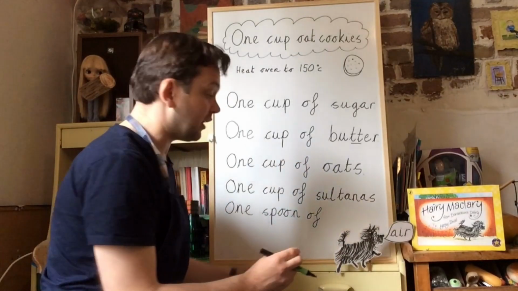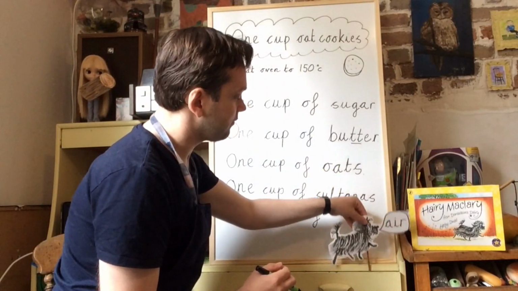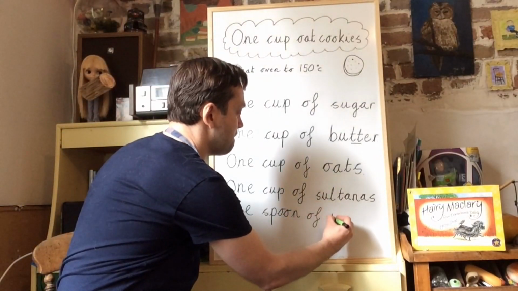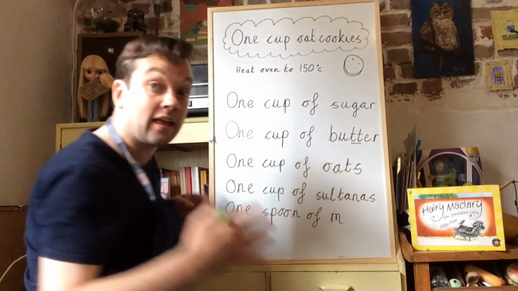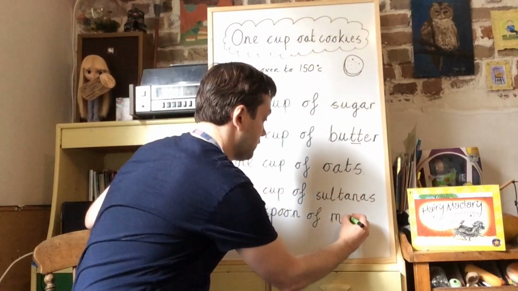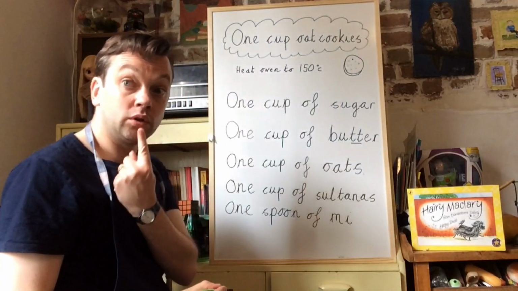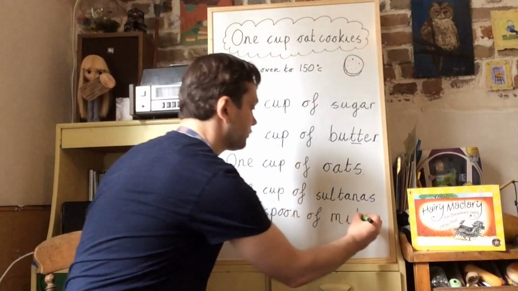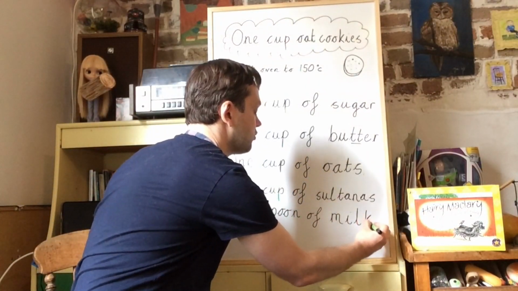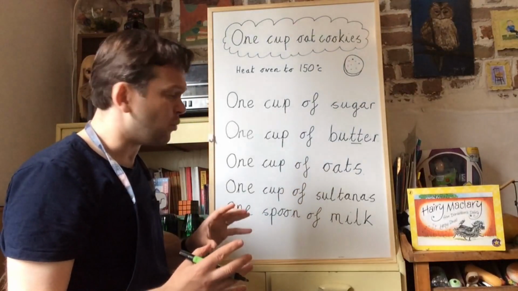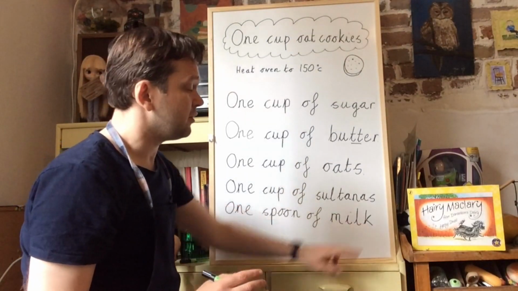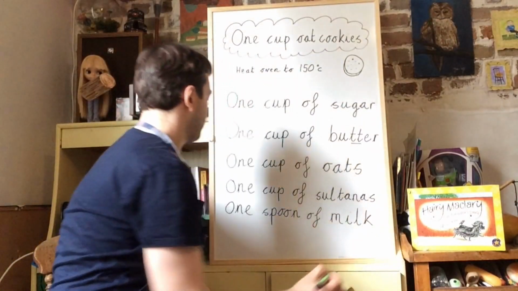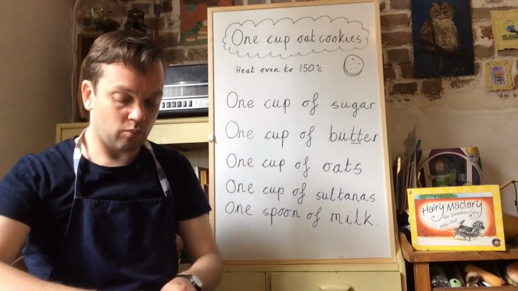Now can you write it before I do? K. The letter K. Remember, normally at the end of a word it wouldn't be the letter C. Usually a CK or a K. Full stop. So that's 1 spoon of milk.